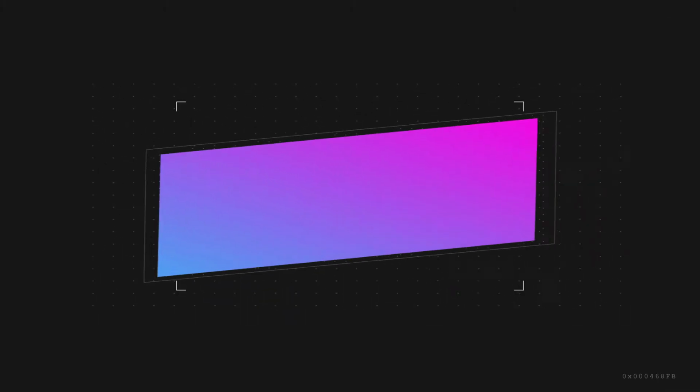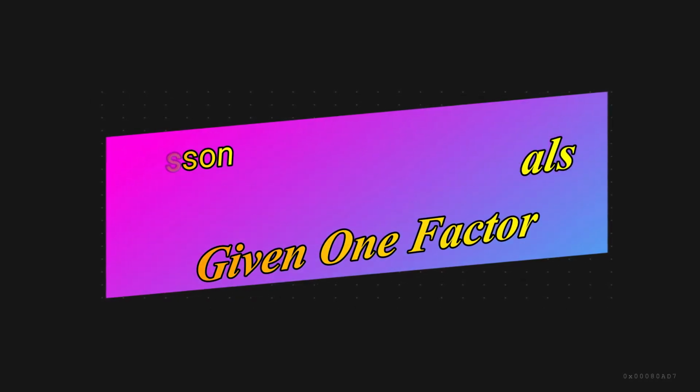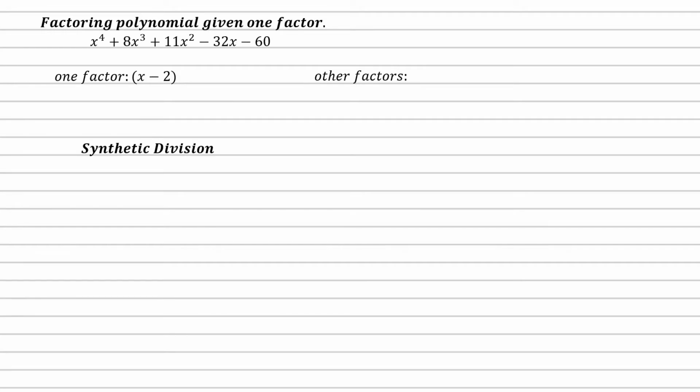Ang lesson natin ngayon ay factoring polynomials given one factor. The given polynomial is x raised to 4 plus 8x cubed plus 11x squared minus 32x minus 60. And the given factor is x minus 2. And we are going to find the other factors.